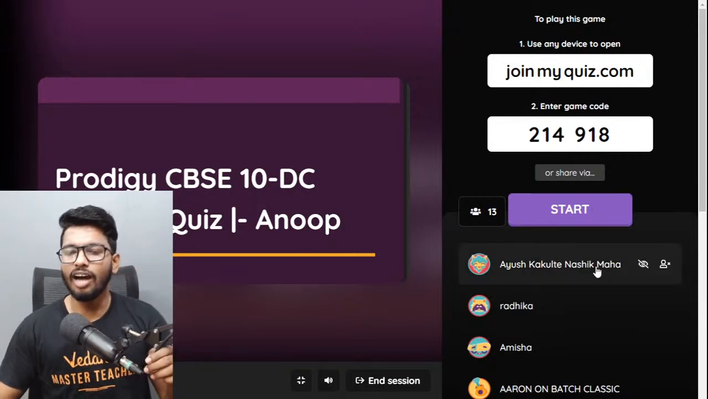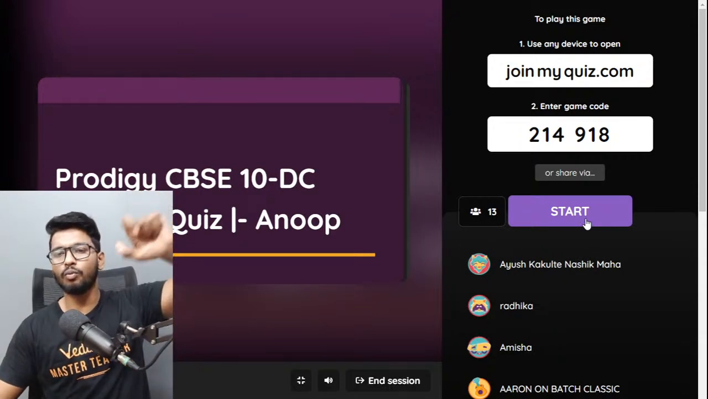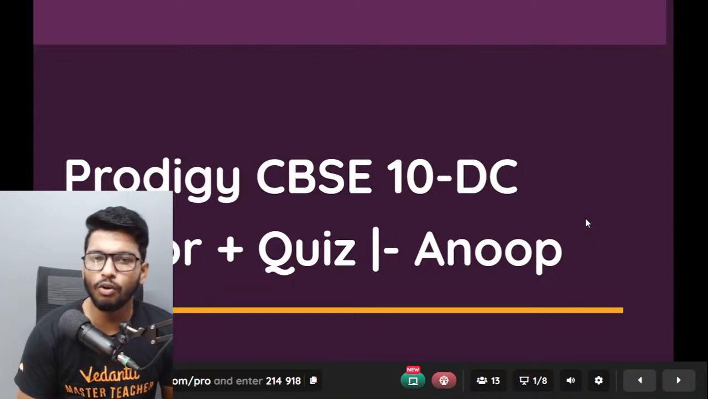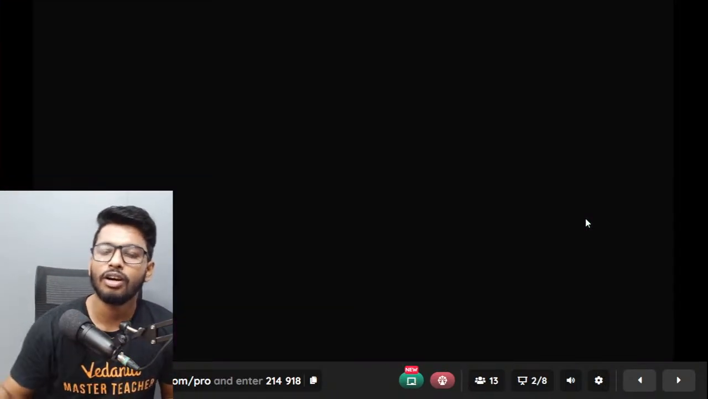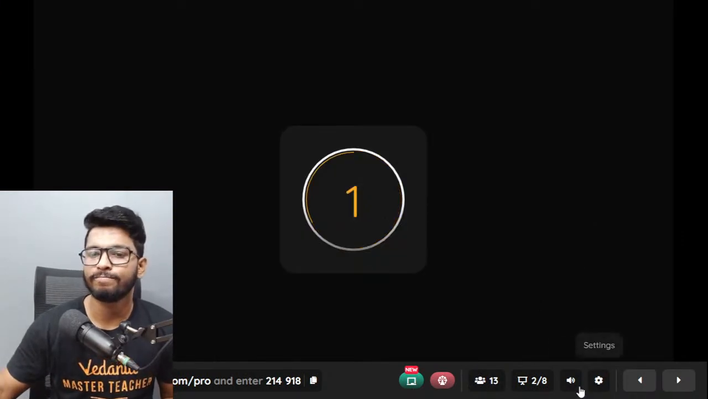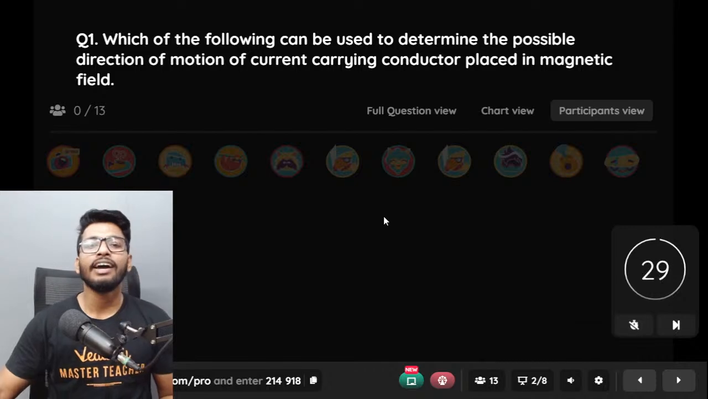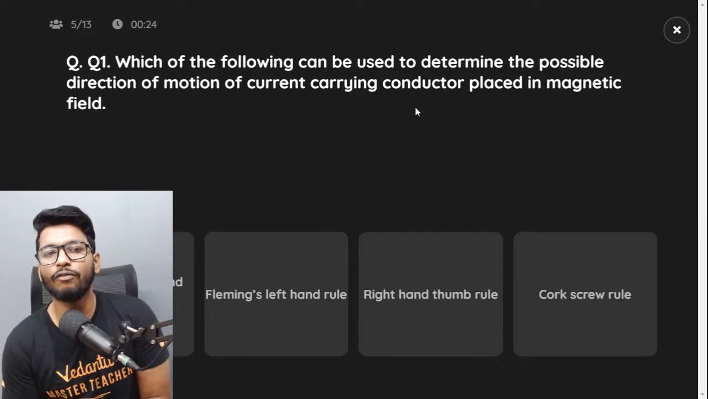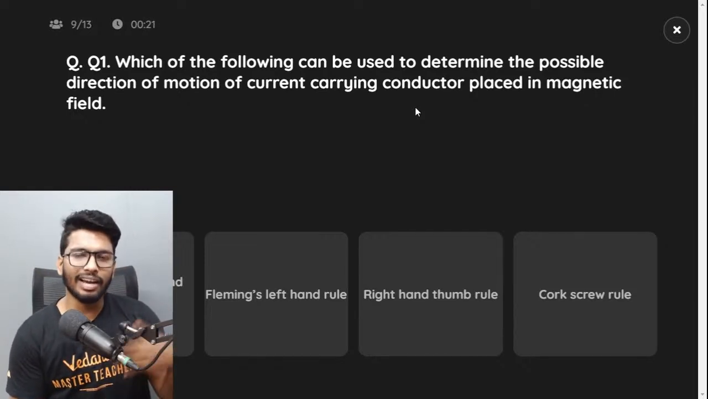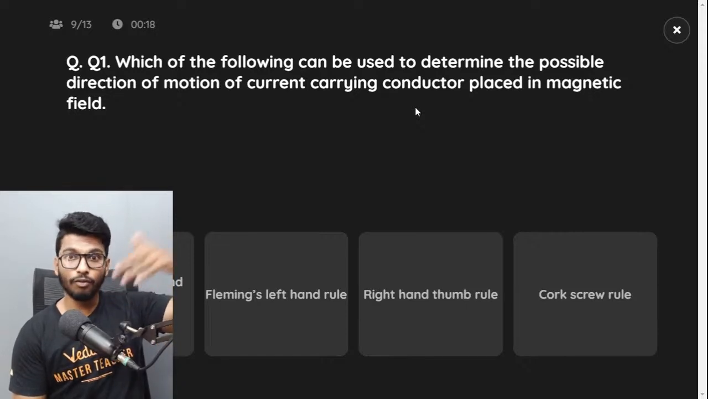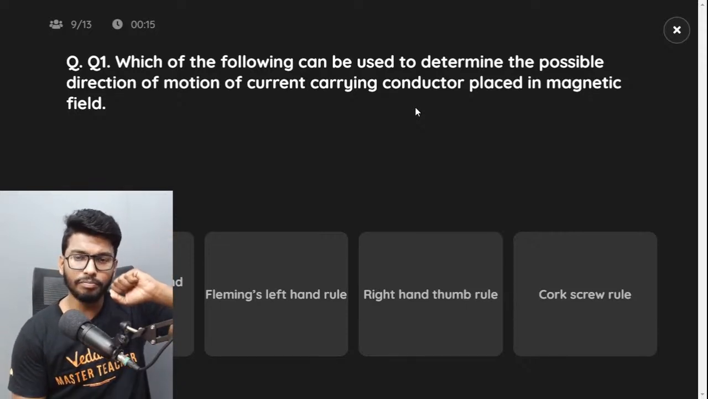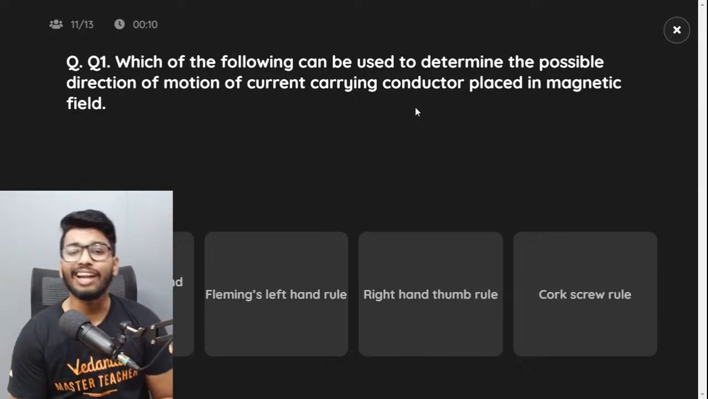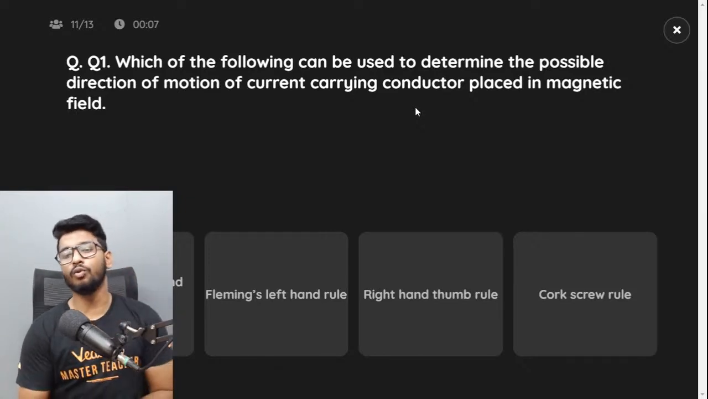Right. So I'll start the quiz, people. Here we go in 3, 2, 1. The first question is from the previous session, the force on a current carrying conductor. Which of the following can be used to determine the possible direction of motion of a current carrying conductor placed in a magnetic field? Which of these can be used to find the direction of force on a current carrying conductor placed in a magnetic field? Options are Fleming's right hand rule, Fleming's left hand rule, right hand thumb rule, or the corkscrew rule.